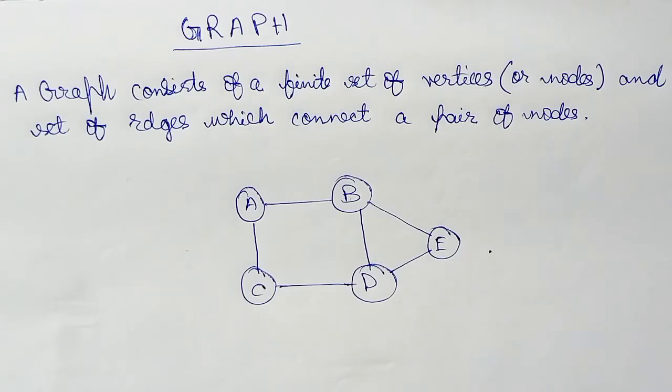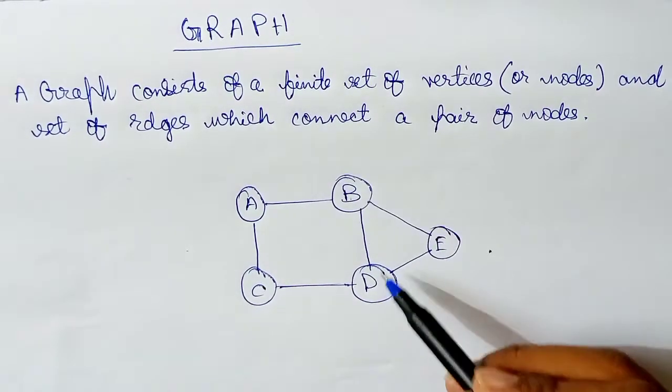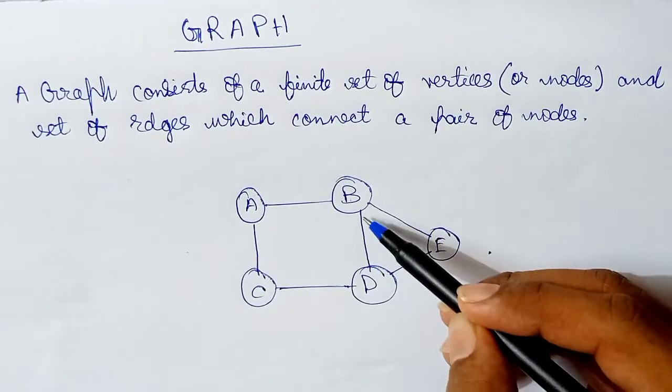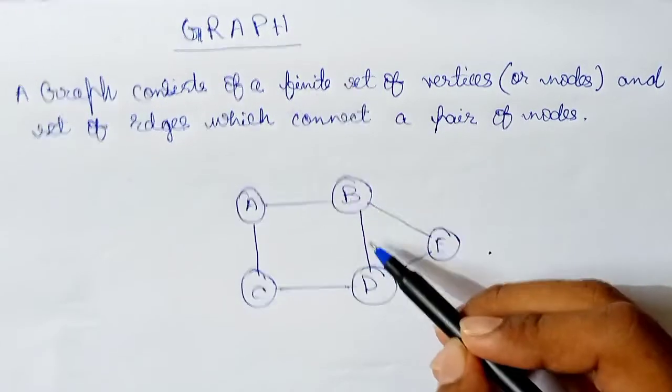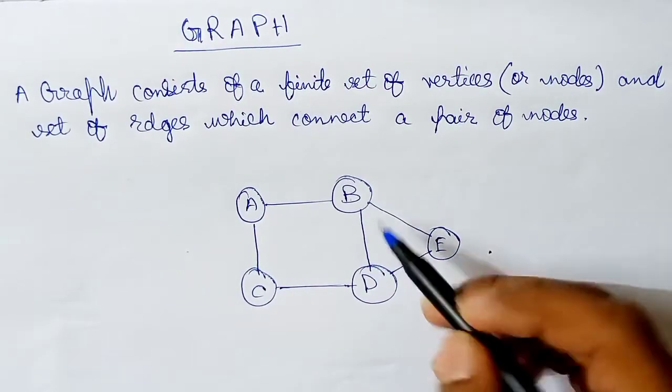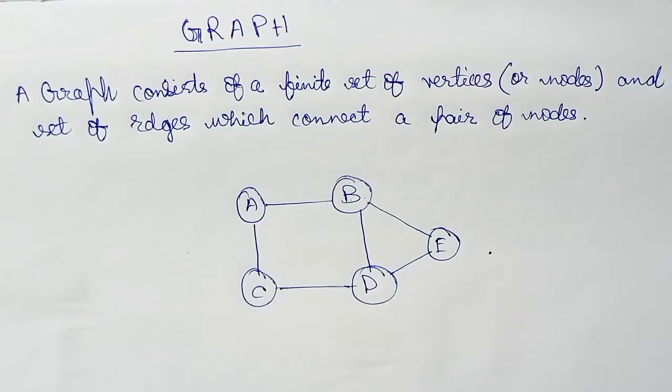A graph is basically a non-linear data structure which consists of a finite set of vertices that we can also call nodes and a set of edges which connect a pair of nodes. So you can see here, this is a node and this is a node, and the one that connects this pair of nodes is called an edge. Hence the edge connects the nodes, and nodes are the individual data elements of the graphs.